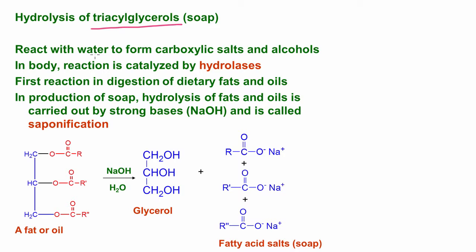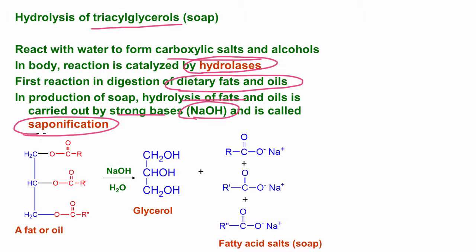Basically, they react with water to form carboxylic acid salts and alcohols. In the body, the reaction is catalyzed. We haven't talked about catalysis yet, but it's catalyzed by enzymes called lipases. And this is the first reaction in the digestion of dietary fats and oils. In order to produce a soap, hydrolysis of fats and oils is carried out by a strong base like sodium hydroxide. And we call this process saponification.